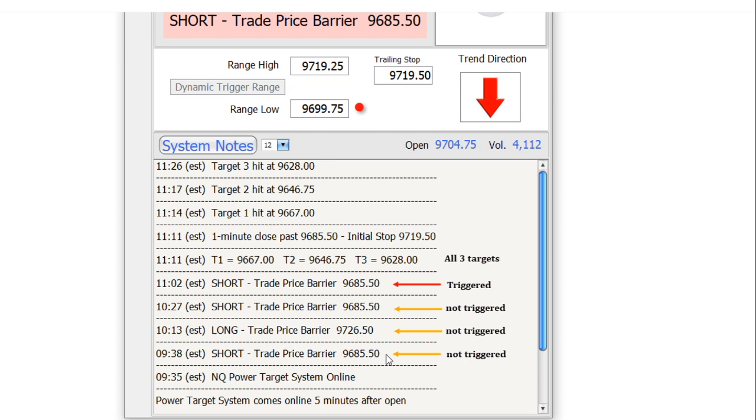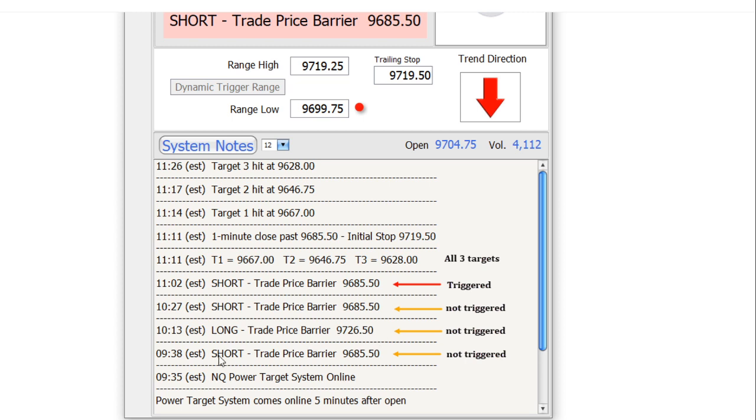And so the idea of the 1 minute close past the trade barrier is to keep us from getting faked out on just a split second poke out of the range, or just an anomaly. You see them all the time. And so obviously what we're looking for is a breakout of the dynamic trigger range that can carry in one particular direction. That's what the 1 minute close prevented us from getting sucked into a short here. And then you can see a little bit later in the day, the market started going in the other direction, poked out of the top of the range, right? This one wasn't triggered either, right?